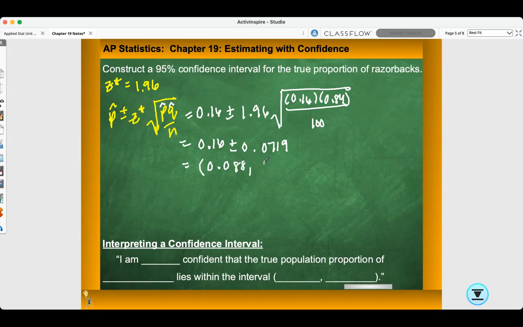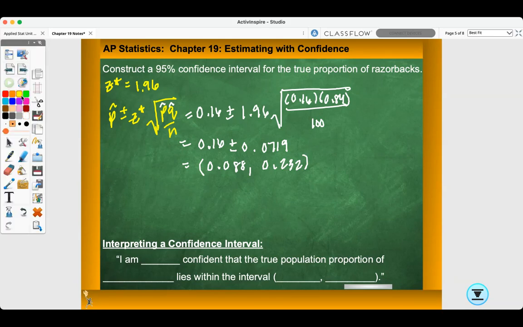Our interval would be 0.088 to 0.232. So you would state, and this is the sentence stem you would use, I am 95% confident that the true population proportion of razorbacks, or whatever your example talks about, lies within the interval of 0.088 and 0.232. And as we go through more examples, you'll see how you can interpret your confidence interval using the same stem, but just tweaked a little bit here and there.